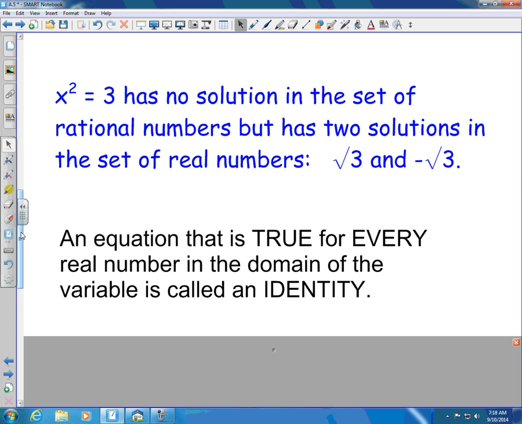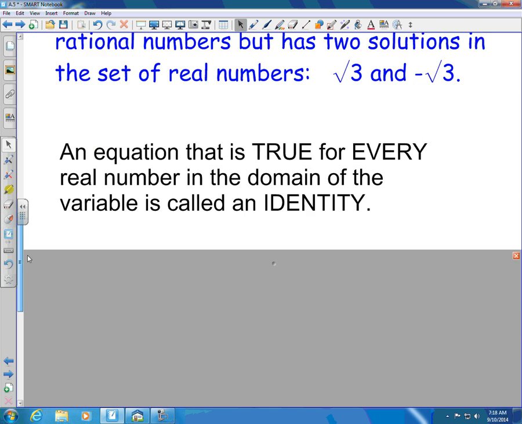An equation that is true for every real number in the domain of the variable is called an identity. If I'm going too fast, you can always stop, pause, rewind.